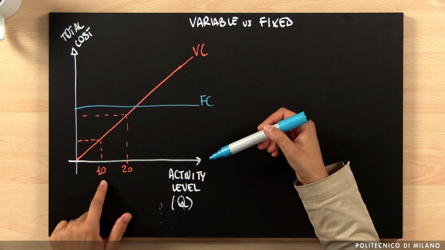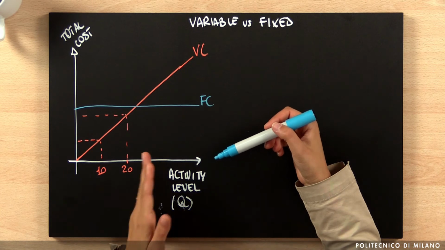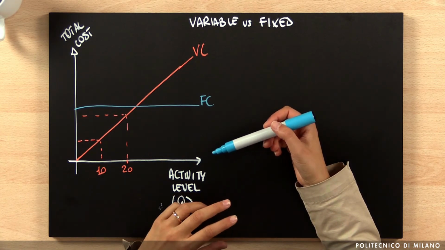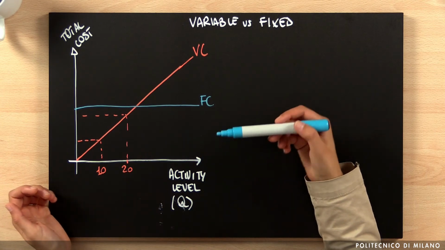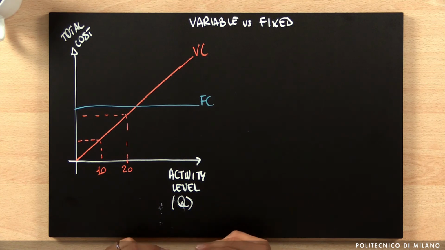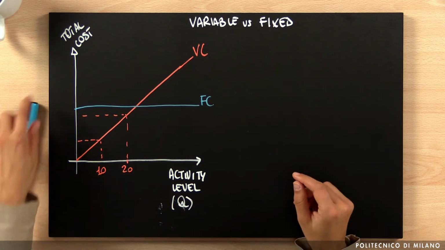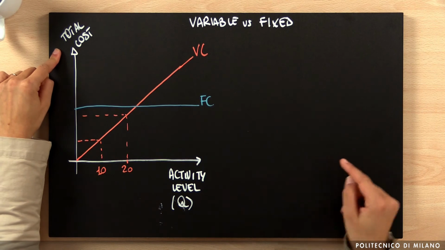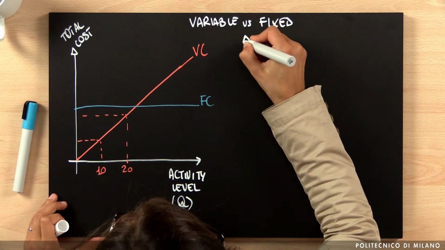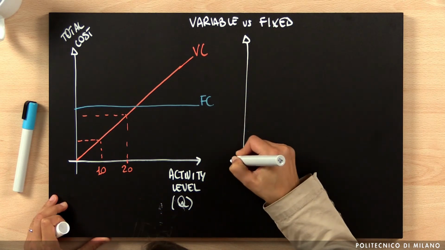So whether we are producing 10 tables, 20 tables, 50 tables or so on, the overall depreciation of our equipment will always be the same, and also the cost of the supervisor will always be the same. So these are the fixed costs. And of course the shape is different if instead of reasoning in terms of total cost, we reason in terms of unitary cost. So let's see now the shape when we have the unitary cost.